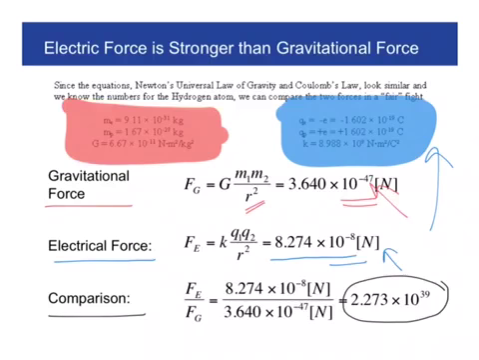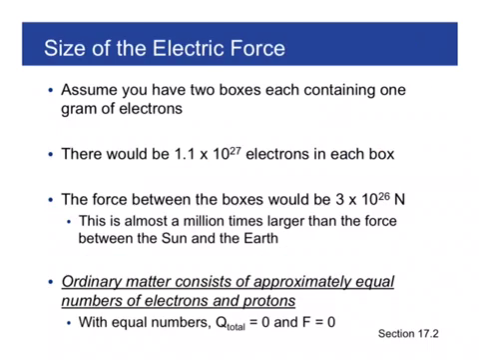You'll get tired of writing all those zeros. There is another way to look at the size of the electric force. Assume we have two boxes, each containing 1 gram of electrons, and they are 1 meter apart from each other. There's box 1, box 2, and there is 1 meter distance. If we know the mass of one electron, then we can calculate the number of electrons in each box. It's 1.1 times 10 to the 27.